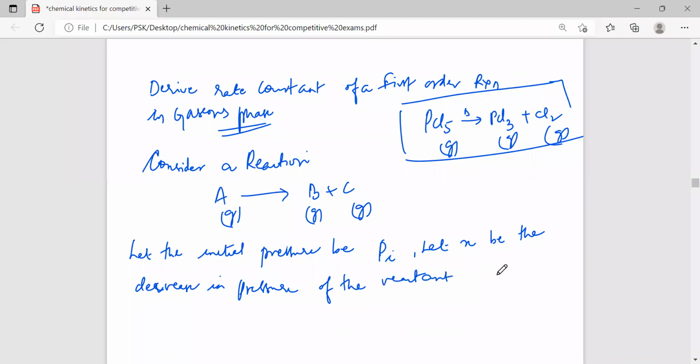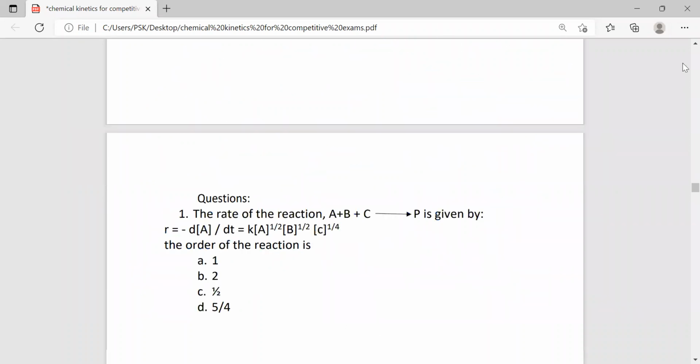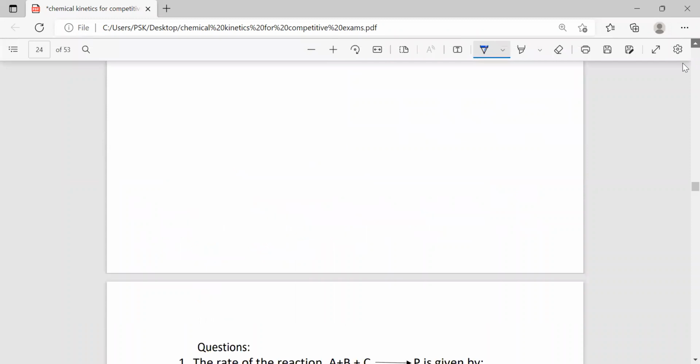After time t. Let X be the decrease in pressure after time t. Now, I will ask you a question and then we will come to the conclusion for this derivation.